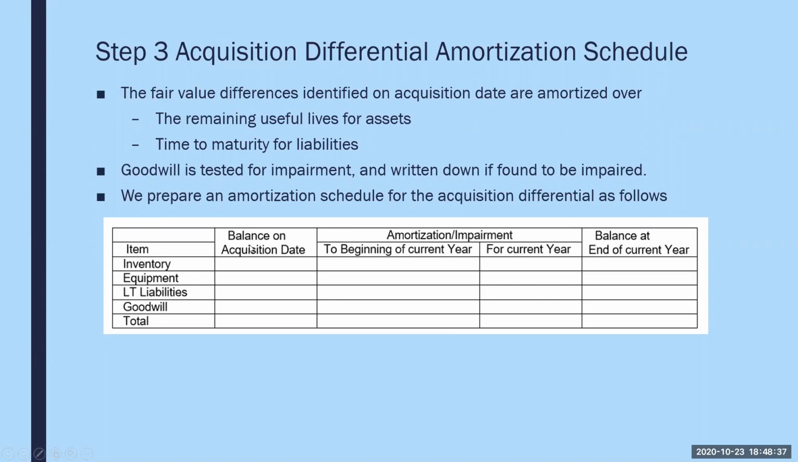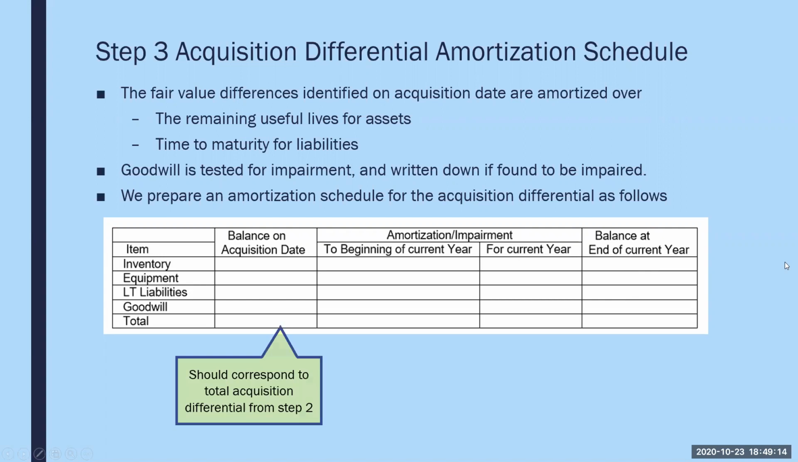Now, the first of the 2 columns is the amount of amortization of the fair value differences and goodwill from the date of acquisition up to the beginning of the current year. One could argue end of last year. Basically, consolidation is done at the end of the reporting period, so up to the end of the previous year. And the next column has the amounts pertaining to the current year. So the amount of fair value difference or goodwill impairment that is to be charged for the current year. The last column is the balance that remains unamortized at the end of the current year.